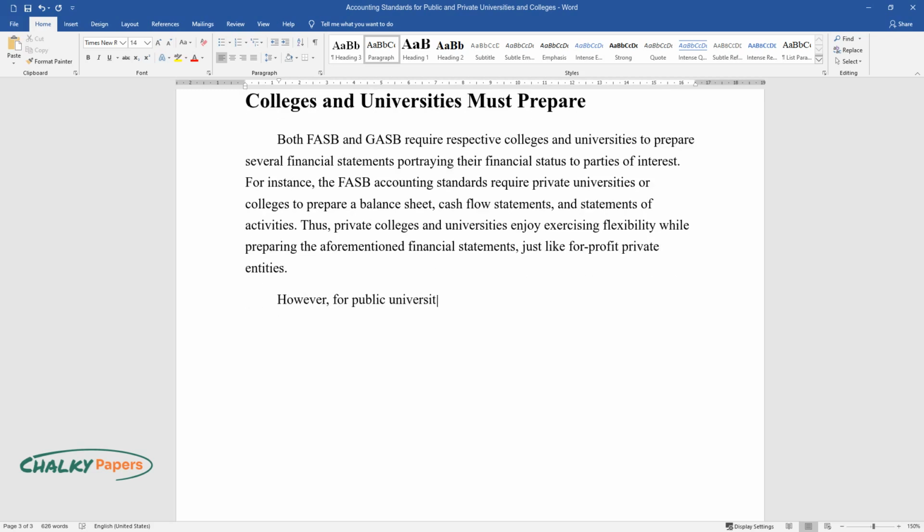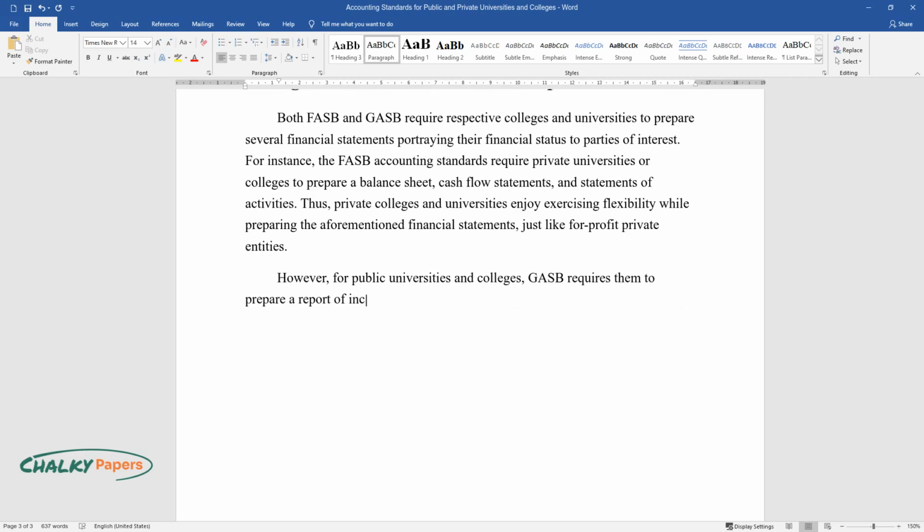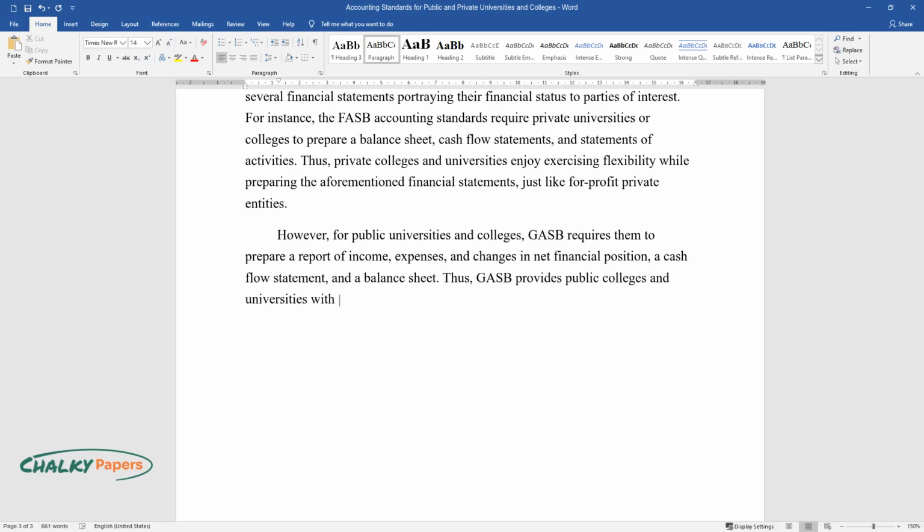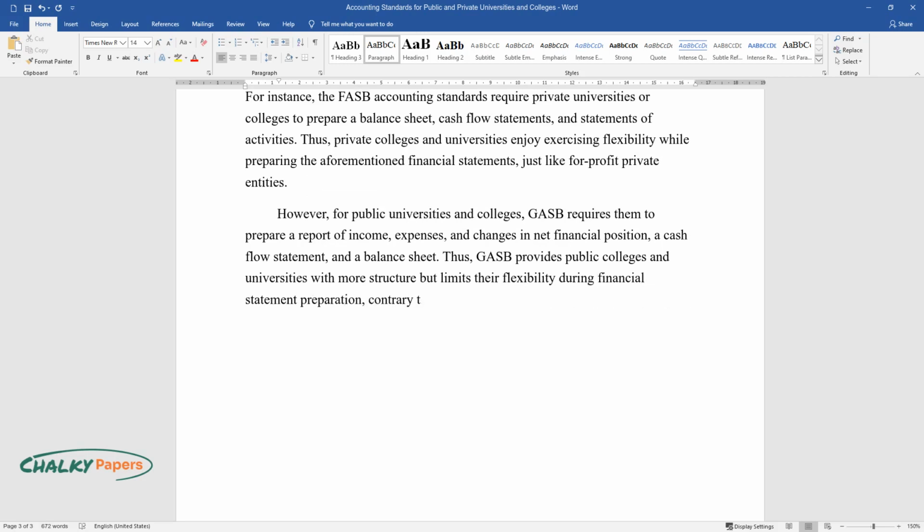However, for public universities and colleges, GASB requires them to prepare a report of income, expenses, and changes in net financial position, a cash flow statement, and a balance sheet. Thus, GASB provides public colleges and universities with more structure but limits their flexibility during financial statement preparation, contrary to the FASB.